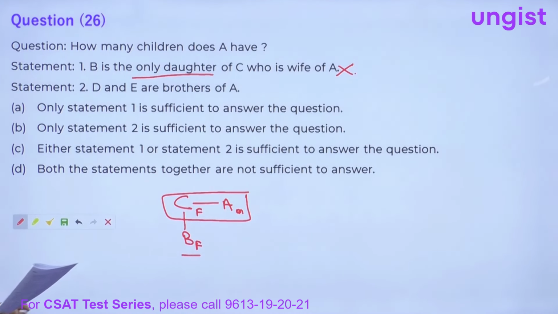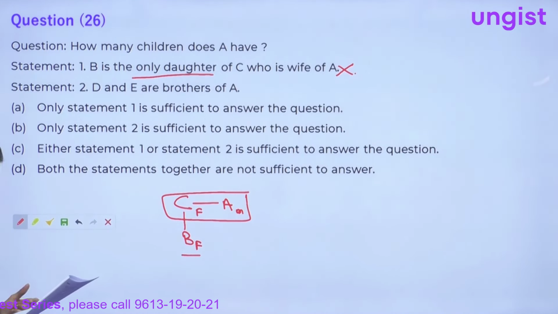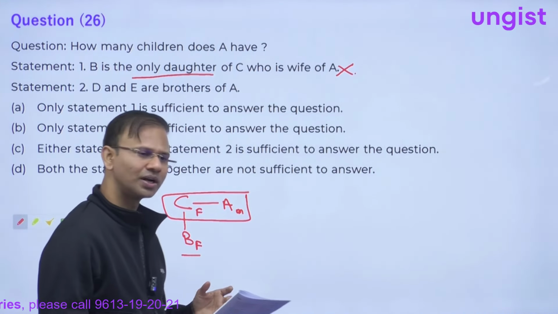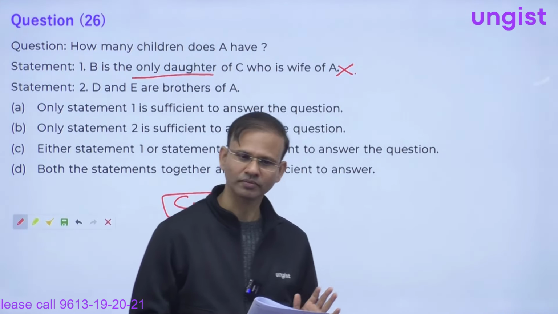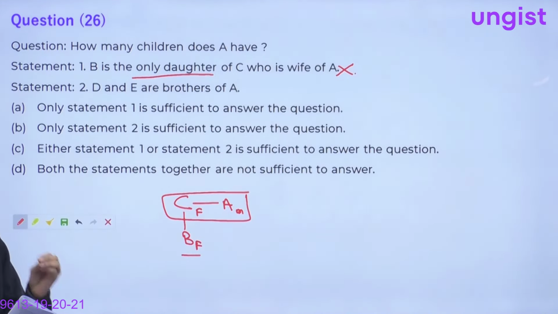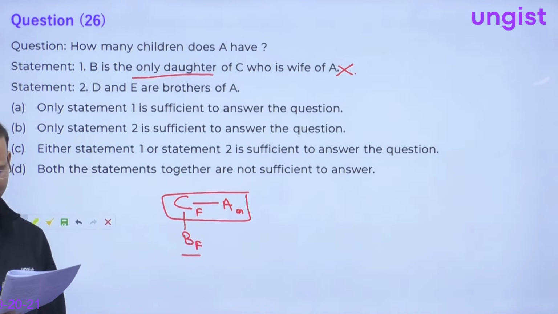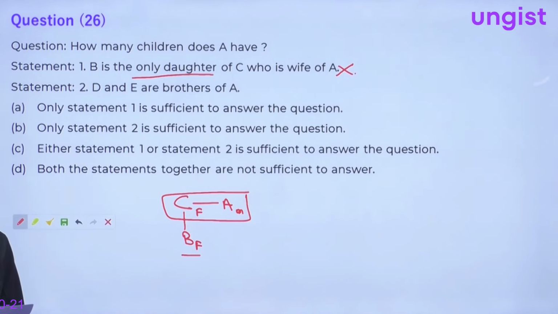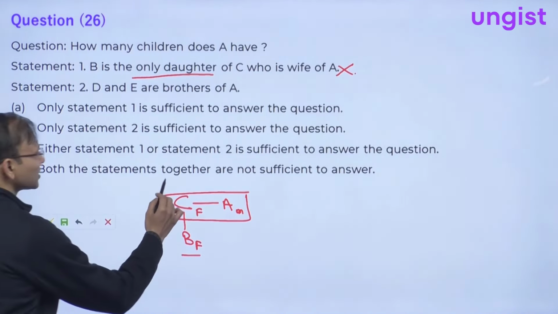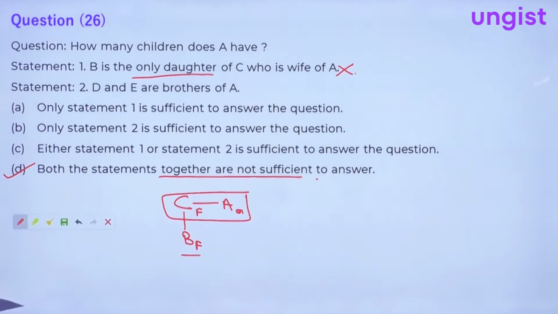From statement number two. Statement number 2 says D and E are brothers of A. Statement number 2 alone is not giving you any clue. And even if you club them, you're not getting any clue about the number of children of A. So this question cannot be answered even by using both the statements. Both the statements together are not sufficient. Guys, yes or no? All right.